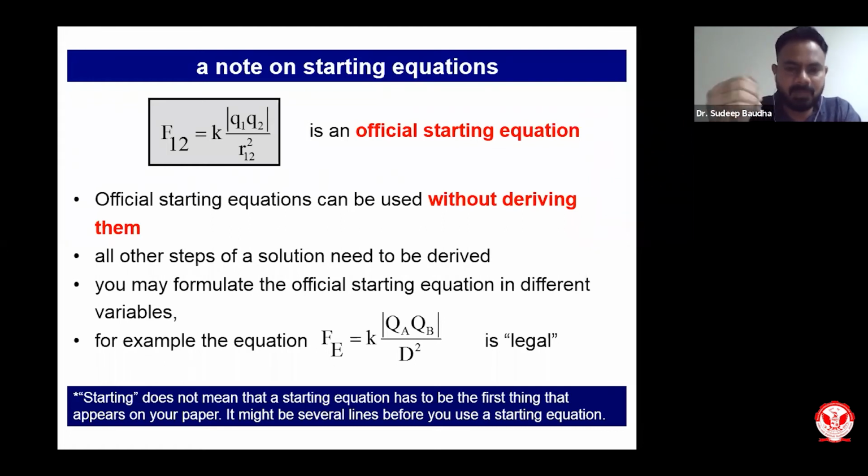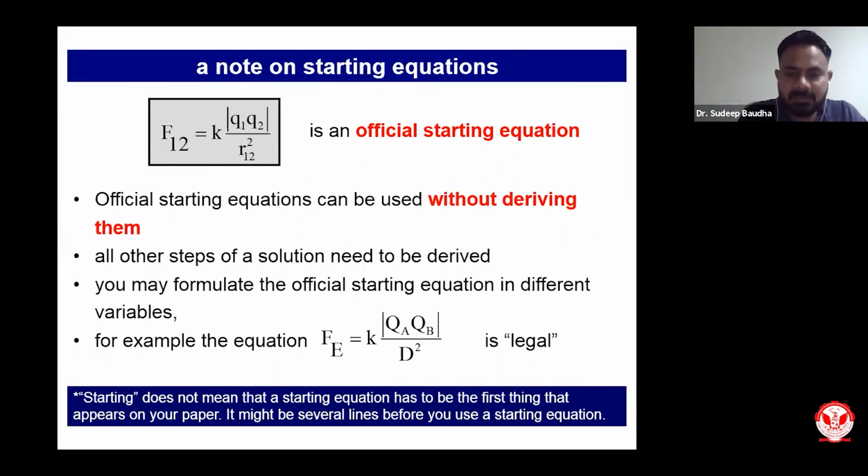So suppose you're doing a mathematical calculation and you need to use this particular equation, then of course you can use it. But all calculations after this equation should be derived individually, because this statement can be true, but the rest of the statements which come after this equation may or may not be true. So we must be very careful after using the starting equation. Whatever other operations we perform, that has to be derived carefully.